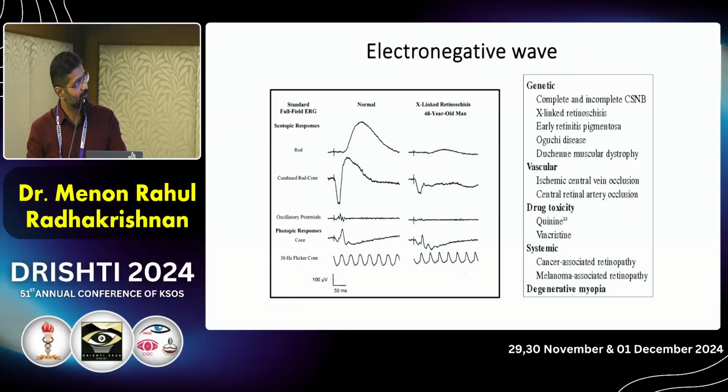So this is a normal ERG. You can see that everything else is normal, similar. But in this case, in X-linked retinoschisis, if you see the B wave over here, you can see that it's very reduced in size. So these are the various conditions in which you get an electronegative wave.